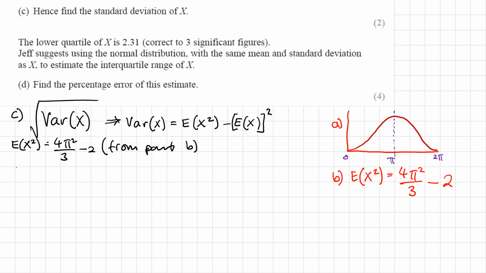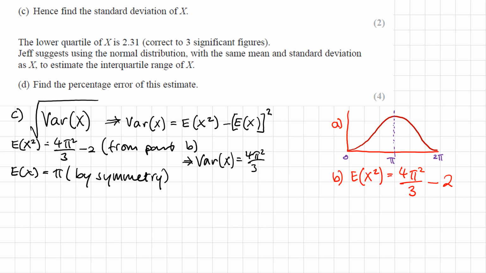And then we've got E of X is equal to pi, and we get that by symmetry. Okay, so we can go on to say that Var X is equal to 4 pi squared over 3 minus 2, and we want to subtract pi squared because that's the mean squared, so minus pi squared, and then we're going to square root that to get the standard deviation.